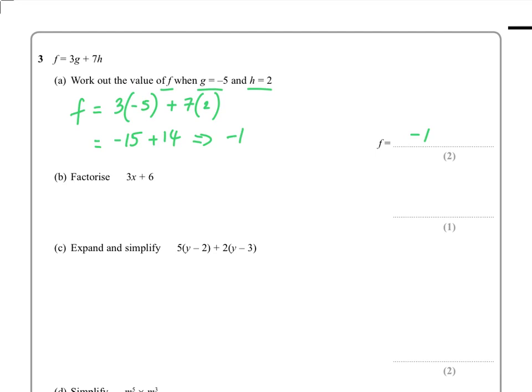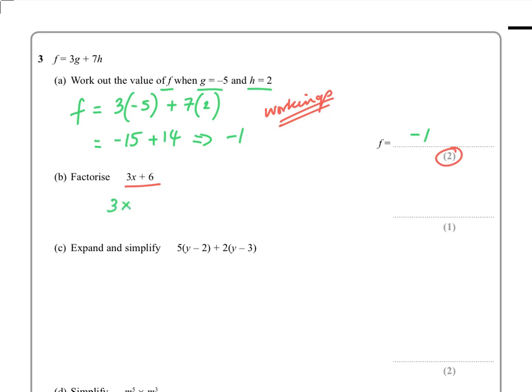So don't forget to show all your workings. Although it's a calculator paper, don't just put things straight into your calculator, because there is like 2 marks up for grabs. So factorise 3x plus 6.